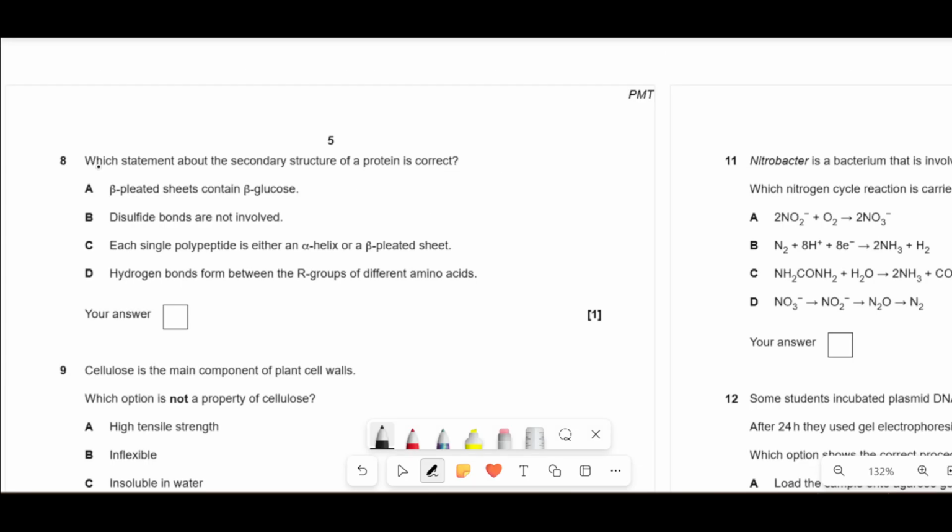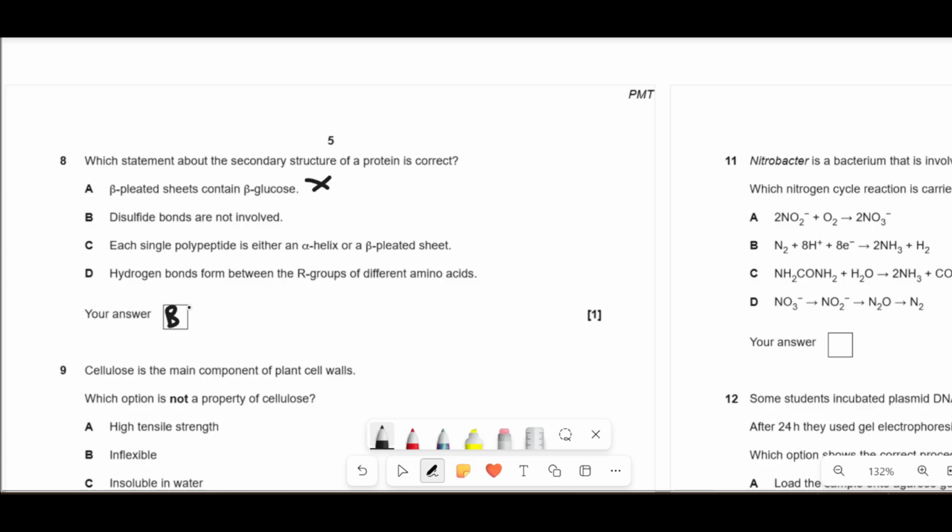There you go. Now it says, which statement about the secondary structure of a protein is correct? Beta-pleated sheets contain beta-glucose. No, they don't. This happens due to oxygen, hydrogen, and nitrogen atoms of the amino acids interacting with each other. So that's out. B, disulfide bonds, I call them bridges. Disulfide bonds are not involved. That is correct.